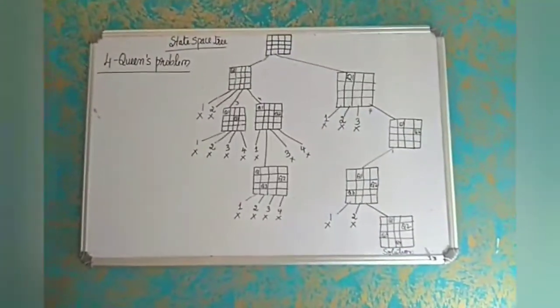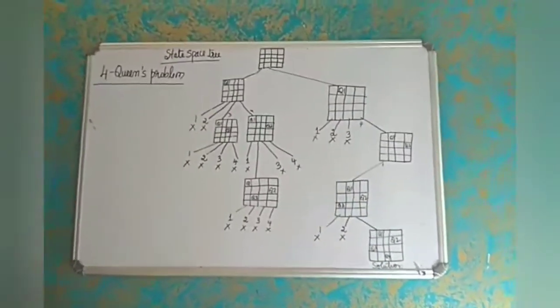So that is how you find the solution for the 4 queens problem using the state space tree.